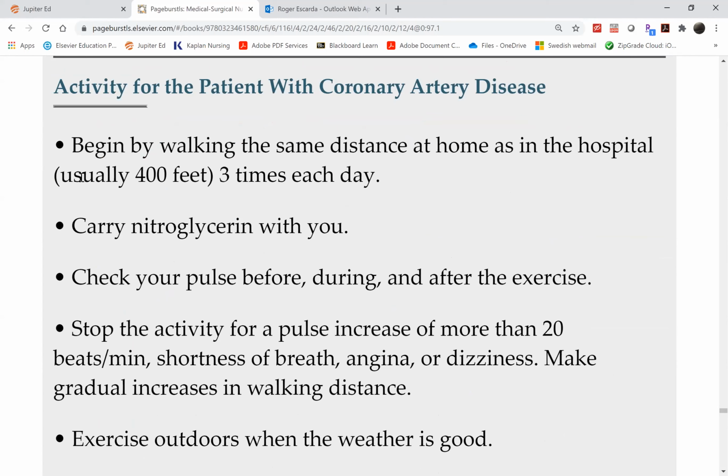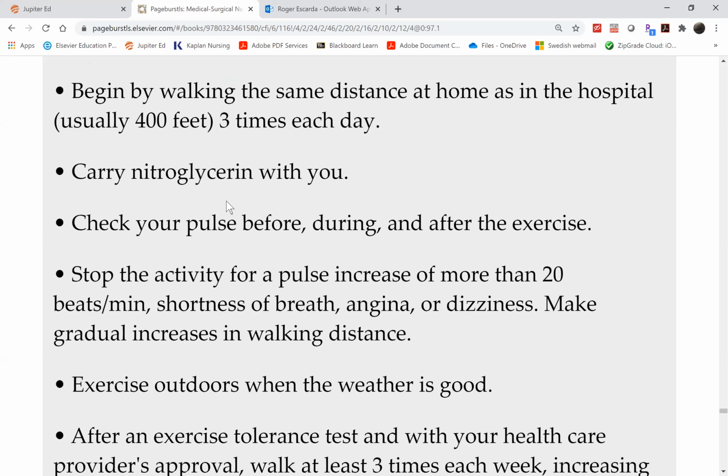This is the gradual progression. So from the hospital, they'll have 400 feet. This is typically the hallway. Okay, so you just measure, you count the number of tiles on the floor. That's your 400 feet. So you count 200, they walk back and forth, that's 400.